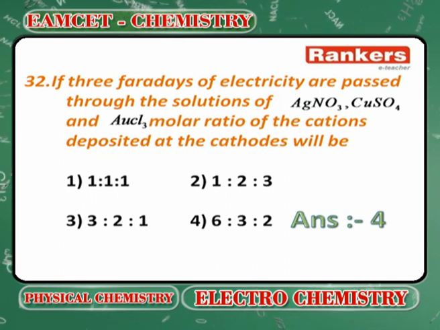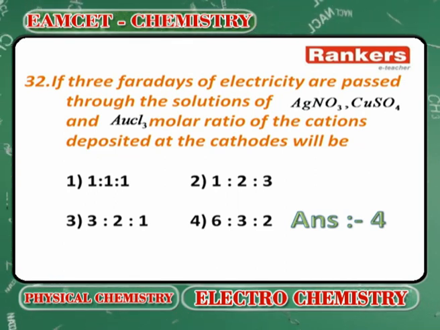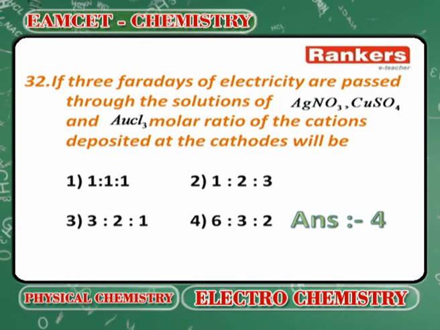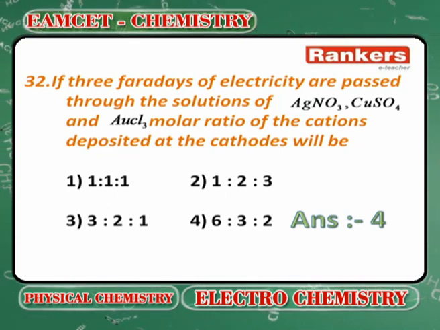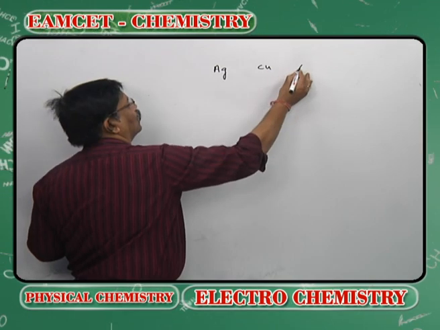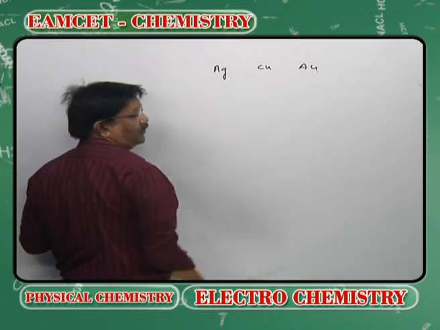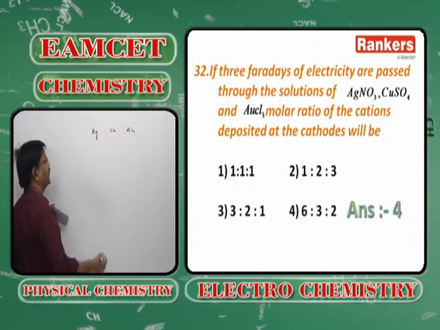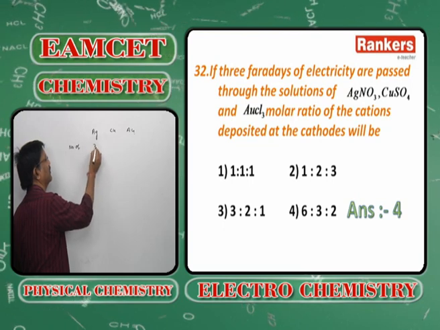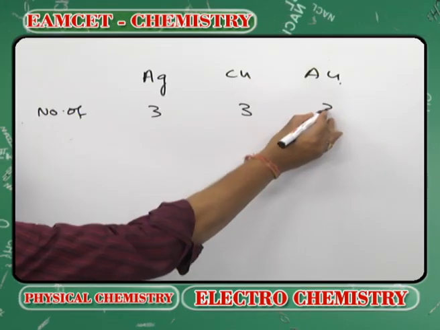Now 3 faradays of electricity passed through AgNO3, CuSO4, and AgNO3. What are the metals we get? Silver, copper, gold. For 3 faradays of electricity, the number of equivalents will be 3, 3, 3.